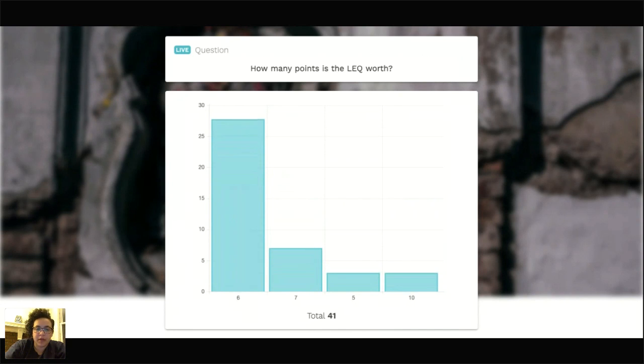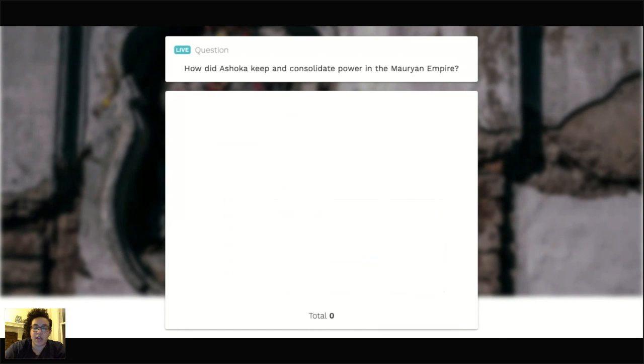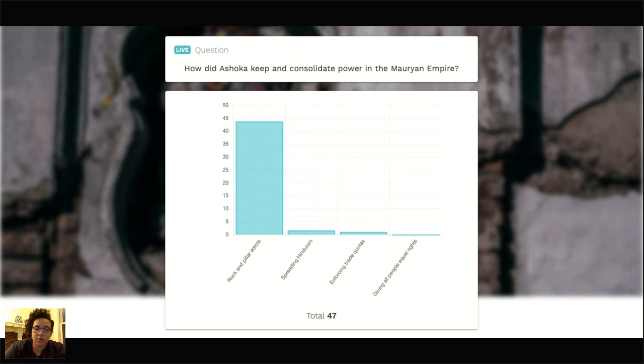Nope. All right. Well, don't forget, there's 6 points on the LEQ. There's 7 points on the DBQ, and 5 and 10 are just distractors. All right, last one. Again, she stressed this. Good. All right, if you said rock and pillar edicts, you are correct.